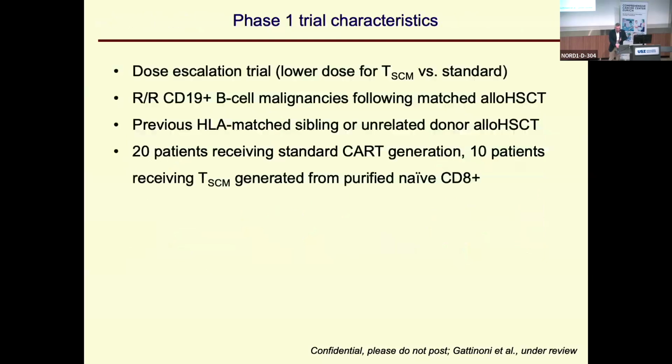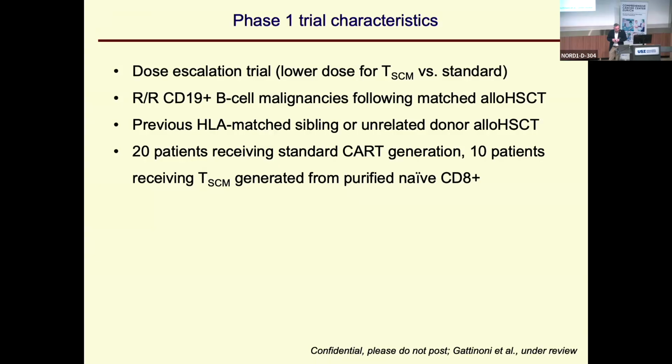And this part involved 11 patients. So just to give a bit more detail, this was a dose escalation trial, but obviously in the case of the TSCM part, we had a lower dose being given because we also wanted to test if actually a lower amount of cells was more effective than the classical standard. I'll show you in a second.